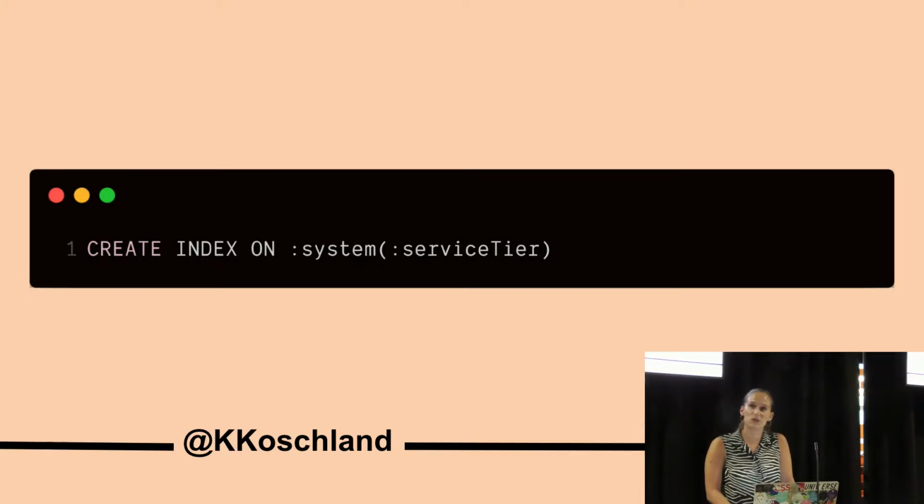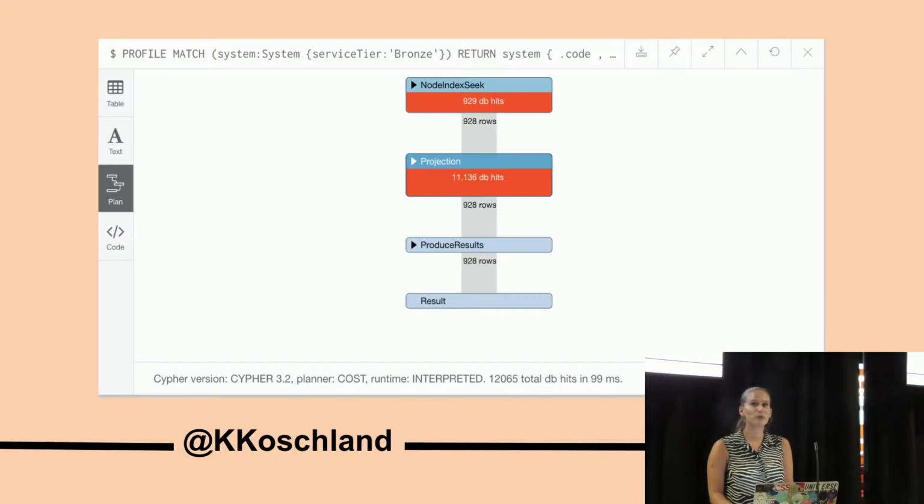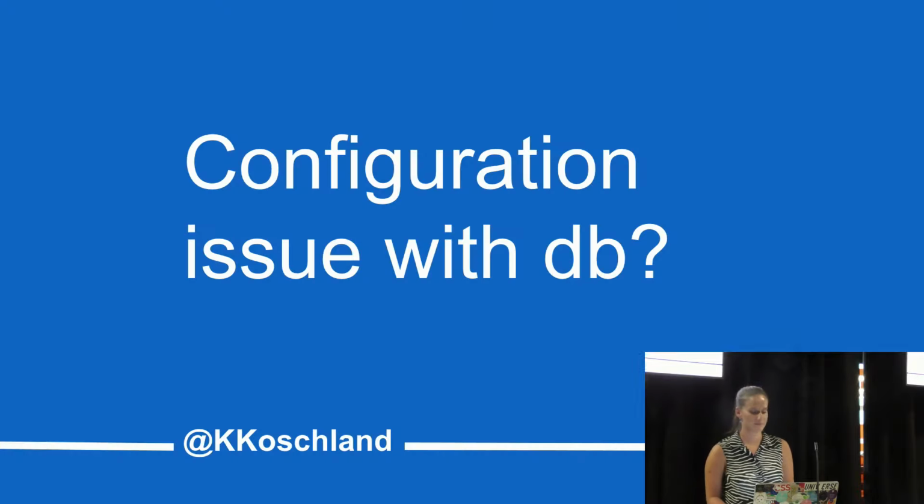So one way to do this, to reduce the number of database hits, is to create an index on the starting point of your query. So we created an index on service tier attribute in the hope that this would improve the performance of the query. And we ran profile again. The number of database hits did significantly reduce by 2,148. However, it didn't resolve the performance issue. In fact, it had no impact on performance.